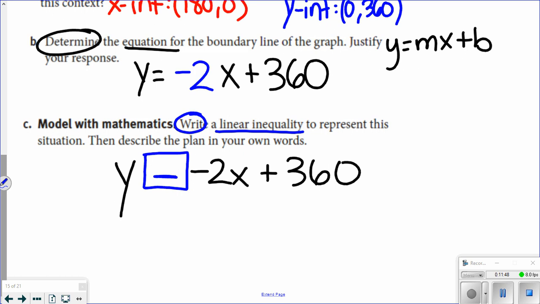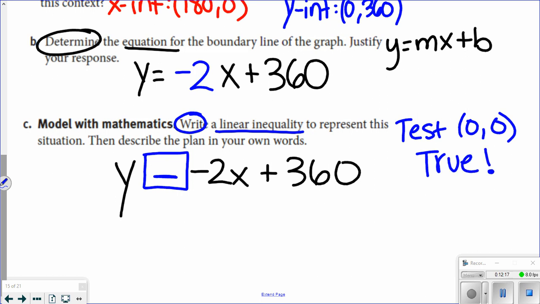Okay, we're shading towards 0, 0, right? So we could use that test point of 0, 0 and see if it's true or false. Okay, well, what do you think? If it was true, we would shade towards 0, 0. If it was false, we would shade away from 0, 0. So we need a true statement here. So let's think about which inequality is going to give us a true statement. We know it has to be true because we shaded towards 0, 0 below our boundary line.